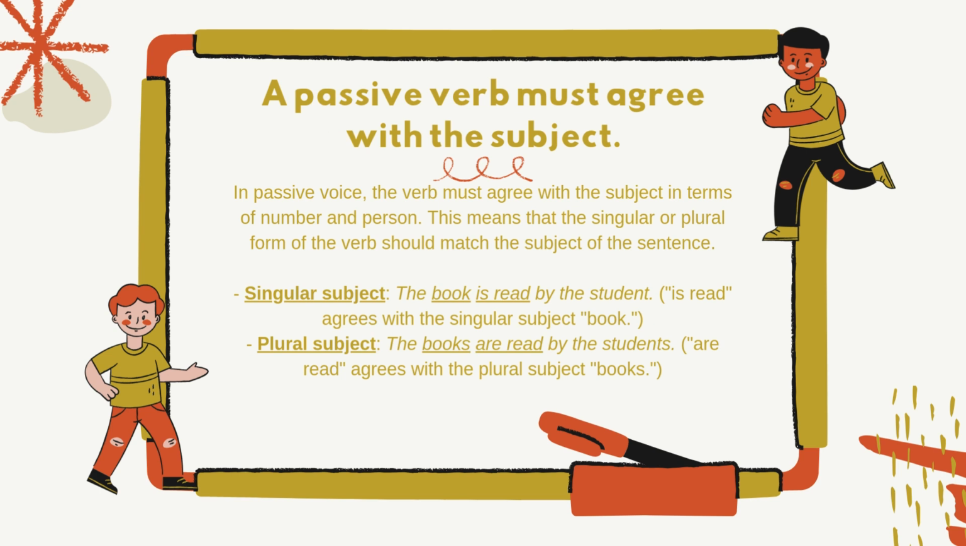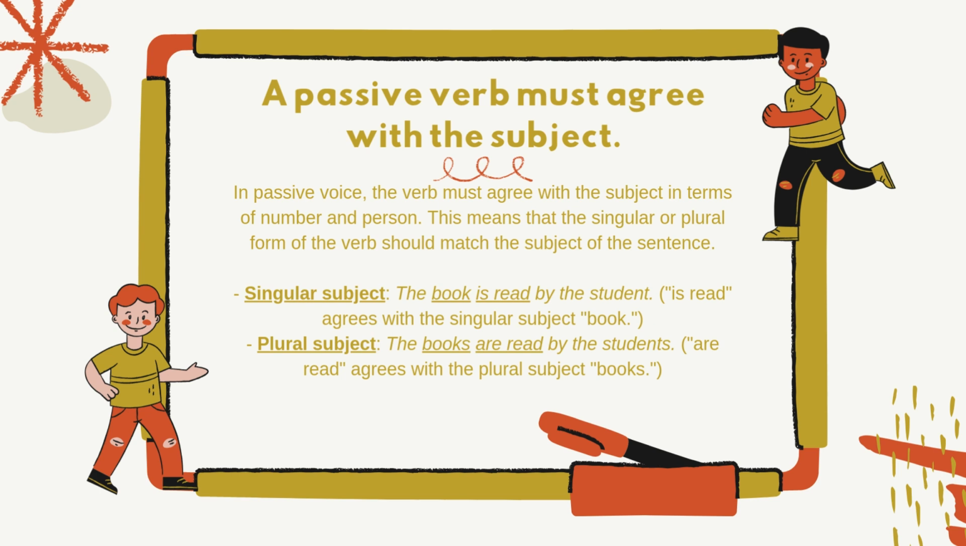Let's take an example. The book is read by the students. Is read agrees with the singular subject book. So book here is singular. The passive verb must be singular as well. We choose is as the verb to be. And why did we use is and not are? Because we have one book, it's singular.